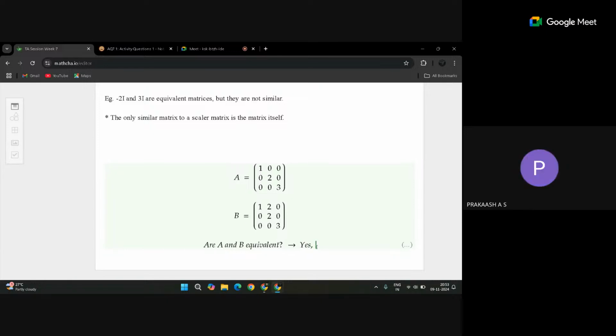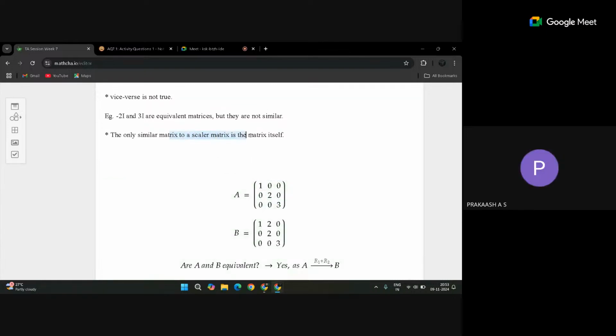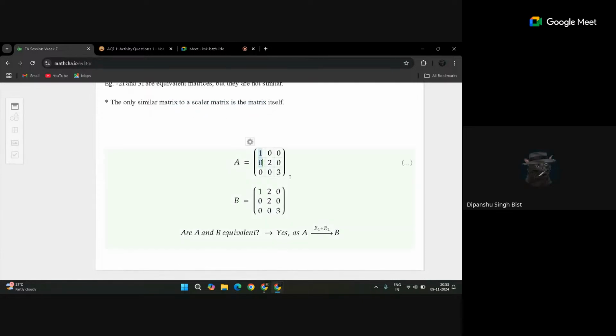But the only matrix similar to a scalar matrix is the matrix itself. It is telling. But it's not a scalar matrix. But it's not a scalar matrix, right? That matrix itself, I don't understand. This is not a scalar matrix. Okay, understood. It's a diagonal matrix, not scalar. Okay. Are A and B equivalent?